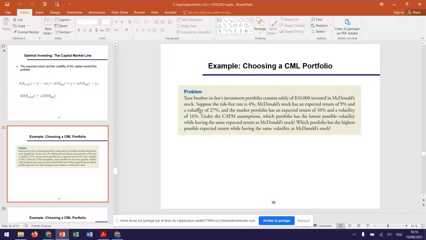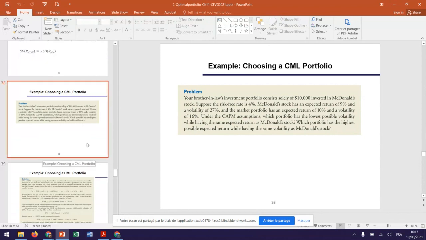Let's check. Suppose the risk-free rate is 4%. McDonald's stock has an expected return of 9% and volatility of 27%. If the market portfolio has an expected return of 10% and volatility of only 16%, under the CAPM assumption, which portfolio has the lowest possible volatility while having the same expected return as McDonald's stock, and which portfolio has the highest expected return while having the same volatility as McDonald's stock?